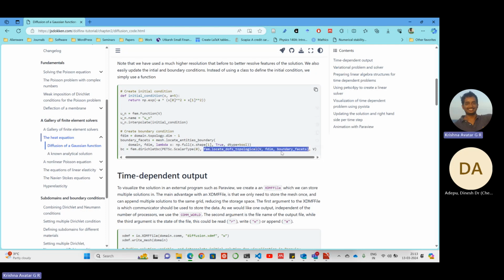fem.locate_dofs_topological. So it takes the function space, the fdim, and also the boundary facets, and then determines all those degrees of freedom, and then inserts a value of 0 at all those locations.